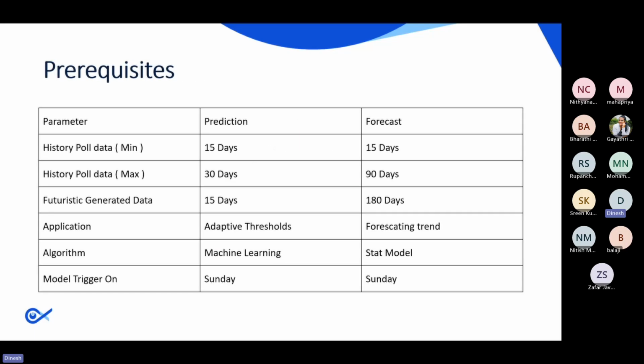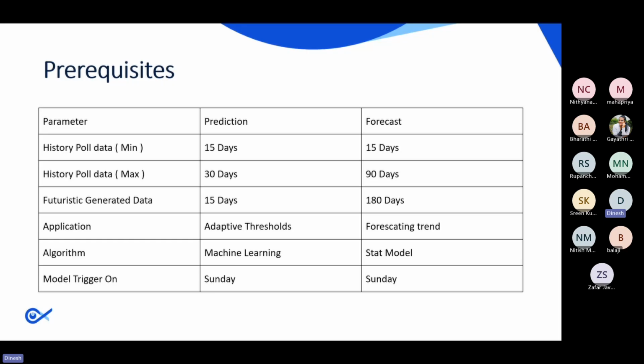There are certain prerequisites for the current system. For predictive monitoring and predictive analysis, we need a minimum of 15 days of historical NMS data, up to 30 days. The futuristic generated data will be for 15 days, and this will be applicable only to the adaptive thresholds. Here, the algorithm used is machine learning, and this model will be triggered every Sunday.